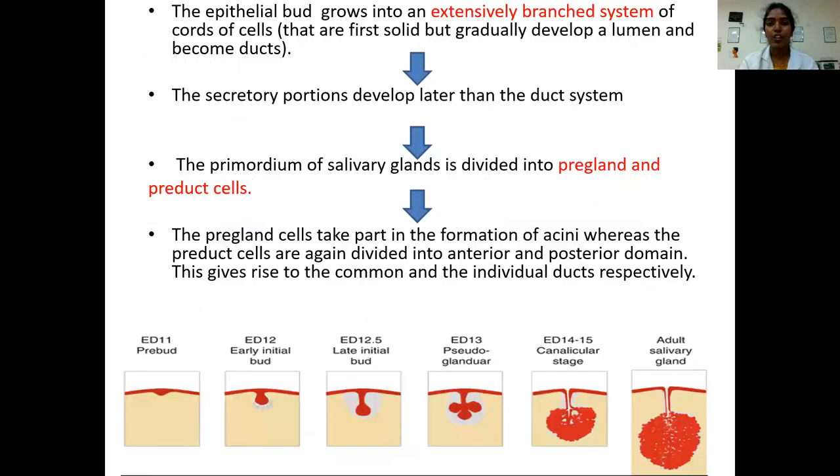The epithelial bud grows into an extensively branched system of cords of cells. The excretory portion develops later than the ductal system. The primordium of the salivary gland is divided into pregland and preduct cells. The pregland cells take part in the formation of acini, whereas the preduct cells are again divided into anterior and posterior domain. This gives rise to the common and individual duct respectively.